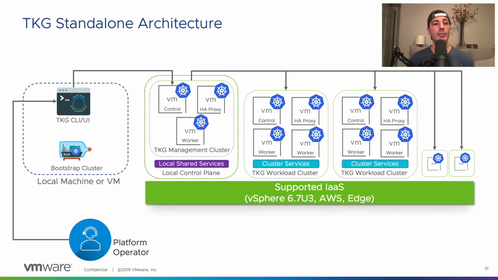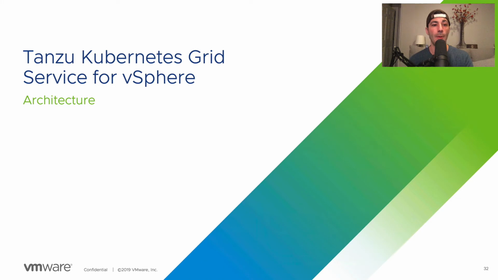So let's look just real quick at what this architecture looks like one last time. Pretty easy to understand exactly how this is happening. Again, this is supported today on 6.7U3 as well as AWS and VMC, as well as some edge environments if you're wishing to do that as well.